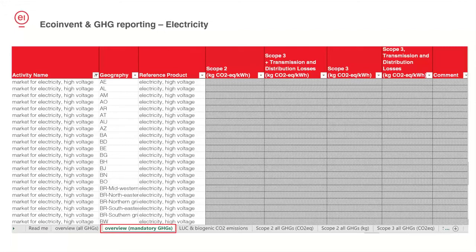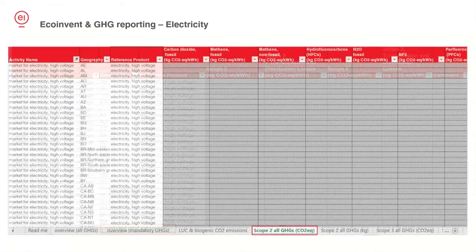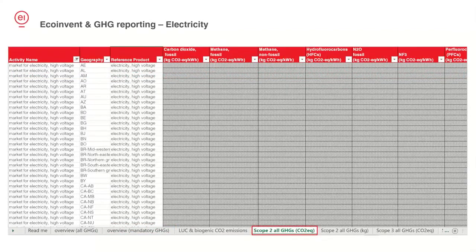Next to those aggregated emission factors, in this file you can also find disaggregated emission factors. These are given also as CO2 equivalent per kilowatt hour, but as you can see here, they are given per gas or gas group. And those disaggregated emission factors are available for Scope 2 and Scope 3 and for both calculation methods, so for all GHGs and the mandatory GHGs.